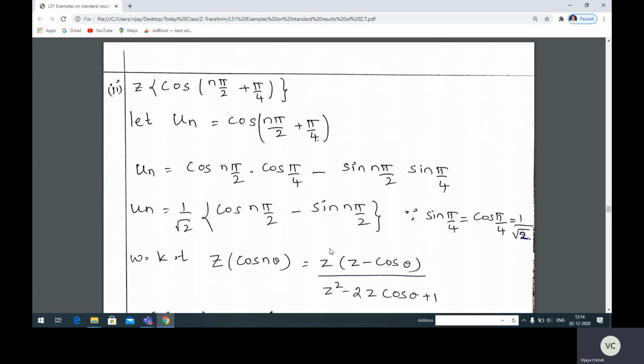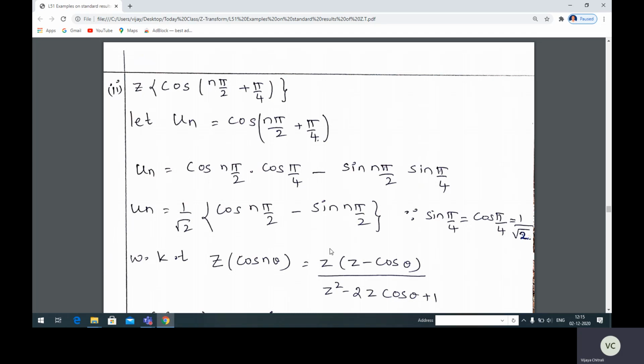So next one, z transform of cos n pi by 2 plus pi by 4. So take un as cos n pi by 2 plus pi by 4. So cos of a plus b is cos a cos b minus sin a sin b. So using that, un is equal to cos n pi by 2 into cos pi by 4 minus sin n pi by 2 sin pi by 4. So un is equal to, cos pi by 4 and sin pi by 4 are 1 by root 2, so 1 by root 2 times cos n pi by 2 minus sin n pi by 2.